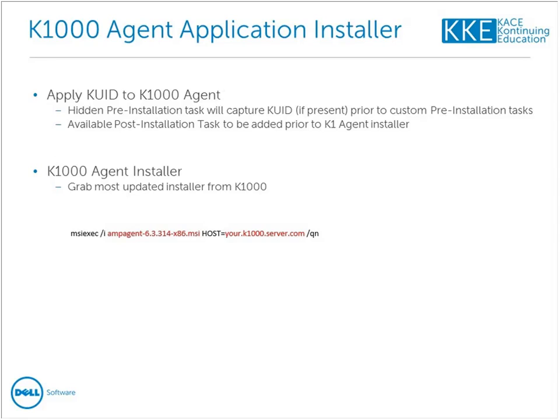So we'll want to make sure that we add in our Apply KUID to K1000 Agent task if we're doing a re-image of a machine, or a redeployment to a machine that has a K1000 agent already. And then when we want to get our K1 agent in there, we're going to modify it to point to our K1 specifically.